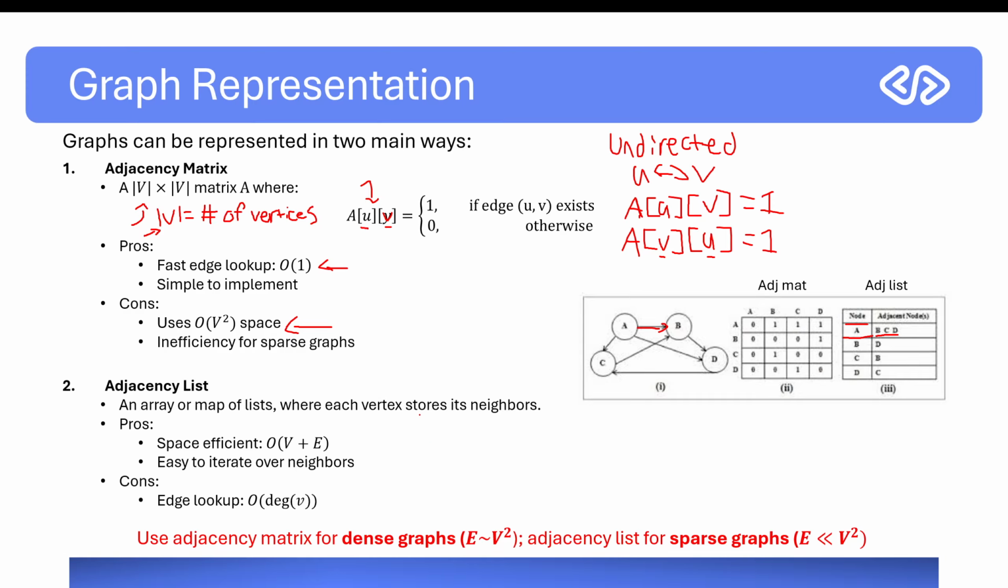So some remarks about this: if you have to do a lookup, the worst case is going to be the degree of that vertex. A has 3 connections. So if we want to get to D, we're going to have to do the degree of V, because the degree of A is 3. So we're going to have to do at most 3 operations to get to D here.